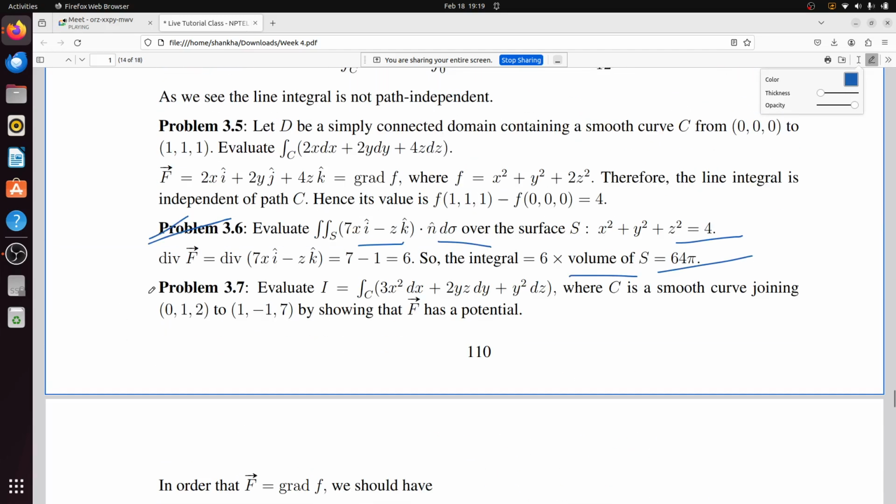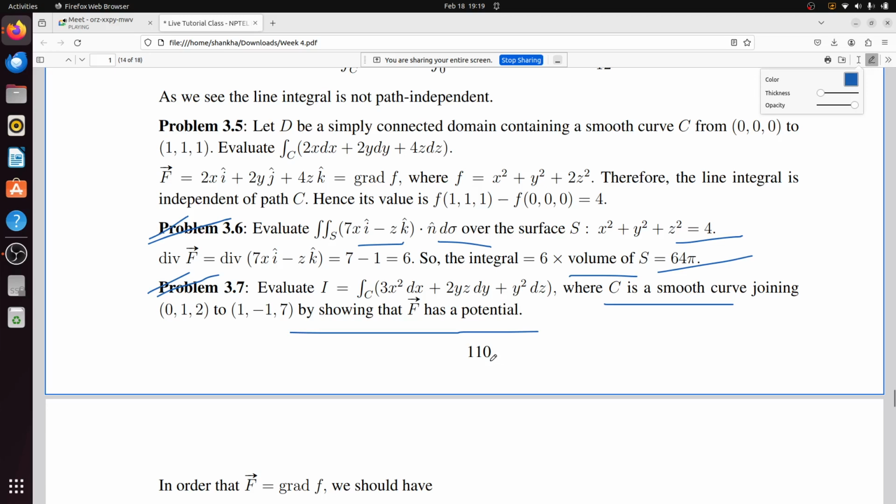Now this problem 3.7. So you need to evaluate the integral of 3x^2 dx + 2yz dy + this, where C is a smooth curve joining this to this, by showing that F has a potential. Priyanka, determine the potential of this vector function: 3x^2 dx + 2yz dy + y^2 dz. So what will be the vector? The vector will be 3x^2 i + 2yz j + y^2 k.